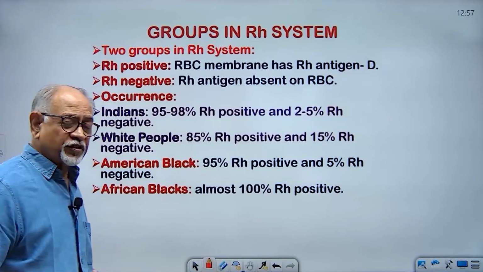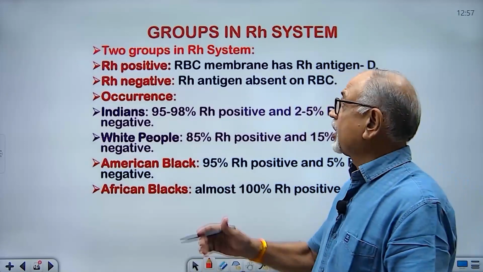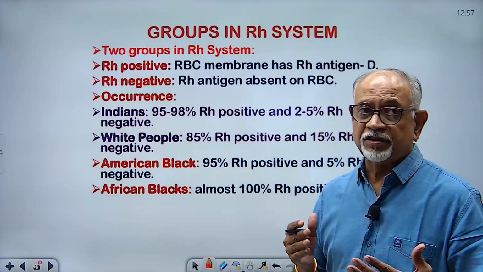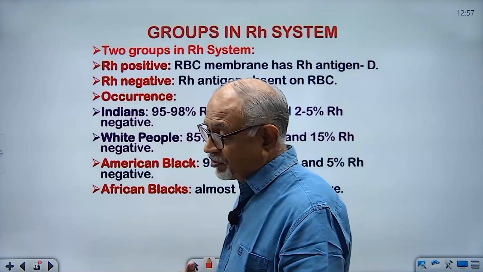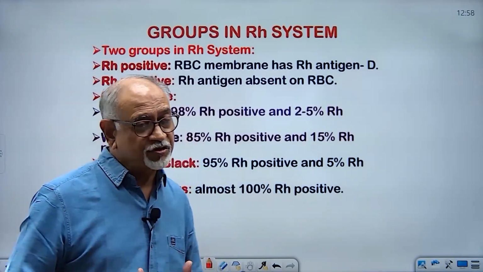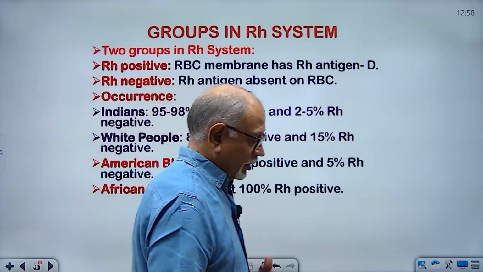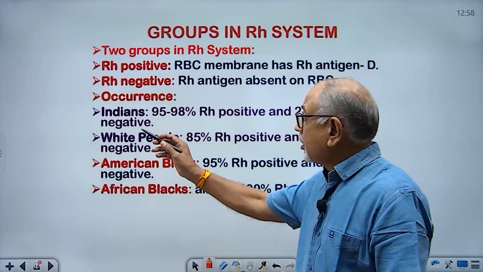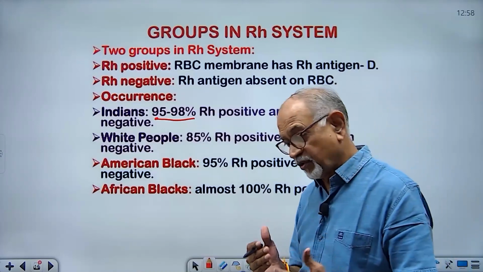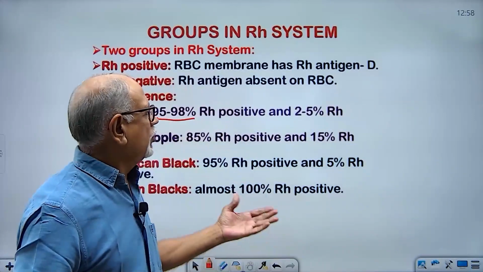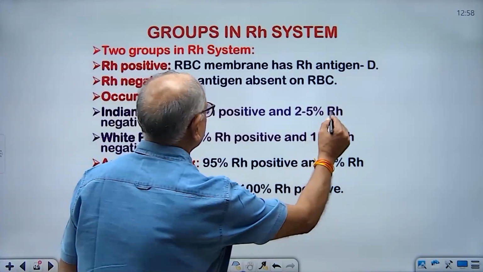There are two groups in the RH system. If antigen D is present, it is RH positive. If RH antigen is absent, it is called RH negative. Now, the occurrence of the RH system in human populations in different parts of the world: among Indians 95 to 98% people are RH positive, whereas only 2 to 5% people are RH negative.